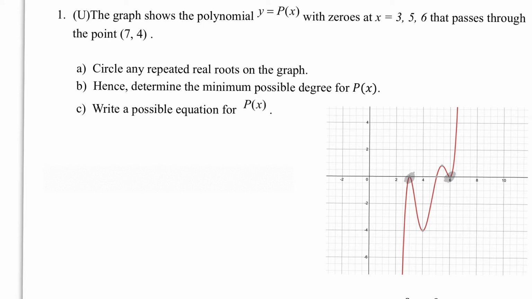Well, first of all, when I'm thinking of degree, I'm thinking of how many turns there are. There's 1, 2, 3, 4 turns. That means the minimum possible degree is 5. Let's see if this makes sense with the zeros that we have. We have x minus 3 squared. We have this 0 here, right here, which is x minus 5. And we have x minus 6 squared.